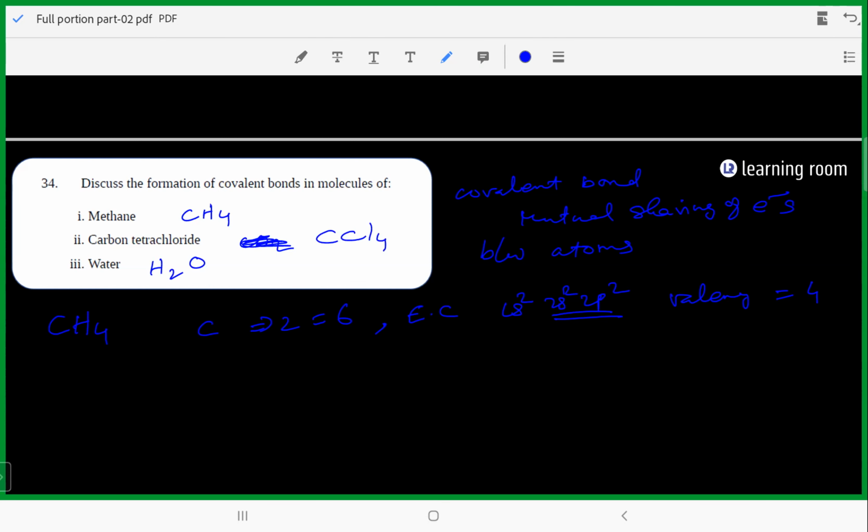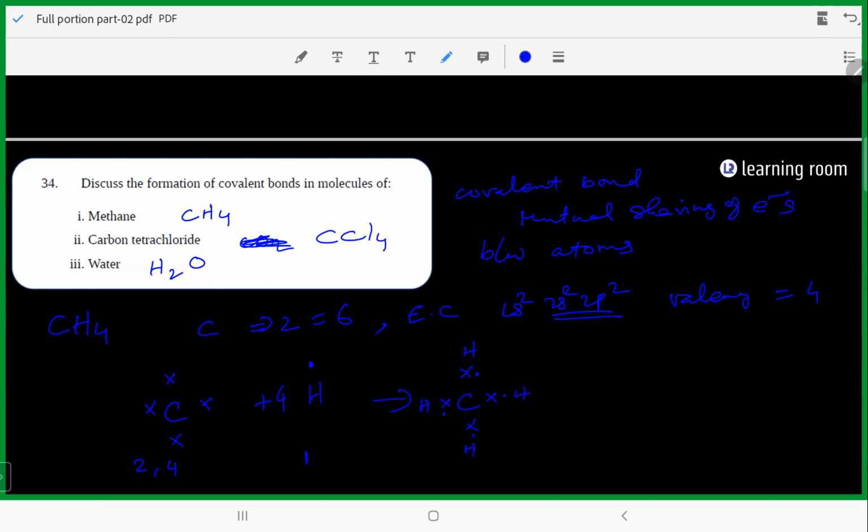The formation of methane: the carbon valence is 4, 1, 2, 3, 4, because its electronic configuration is 1s2, 2s2, 2p2. When it combines with the hydrogen atom, which has a valence electron of 1, the 1s electron. When it combines with 4 hydrogen atoms, 4 dots are there. So it gives carbon 1, 2, 3, 4 with one hydrogen, with another hydrogen, with another hydrogen, with another hydrogen.